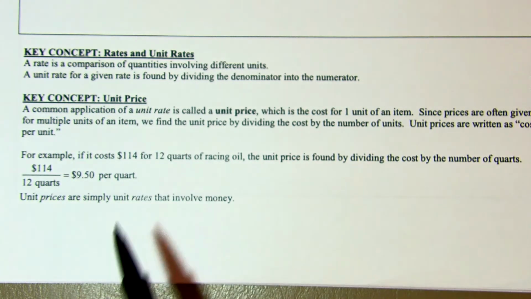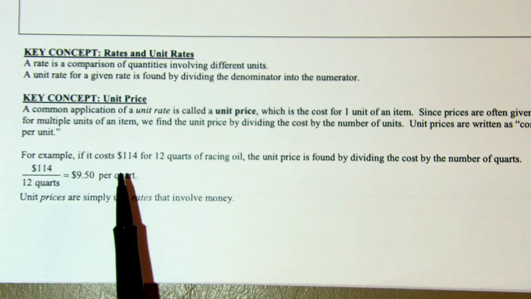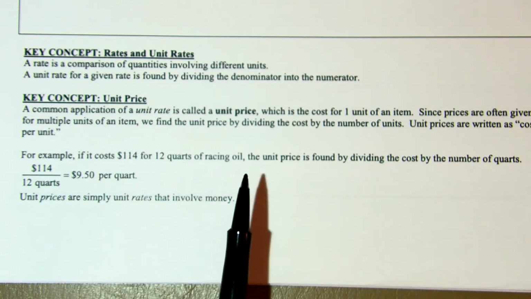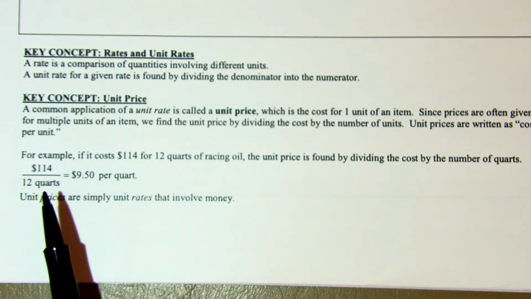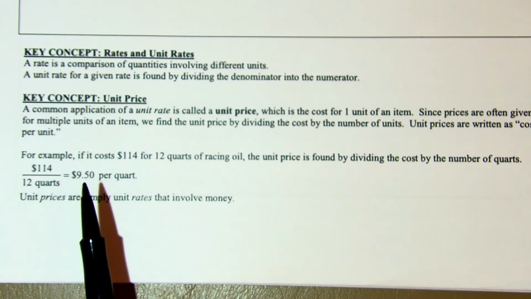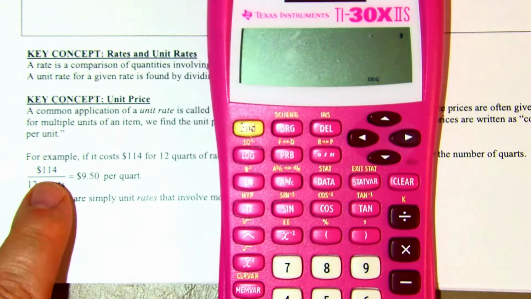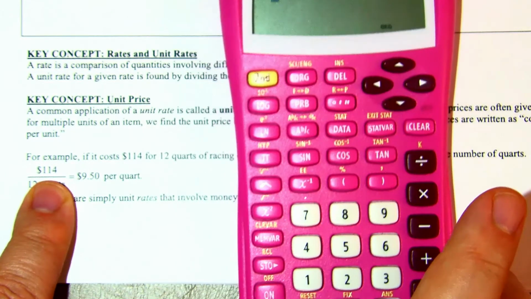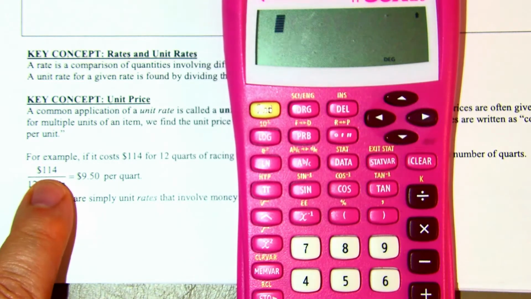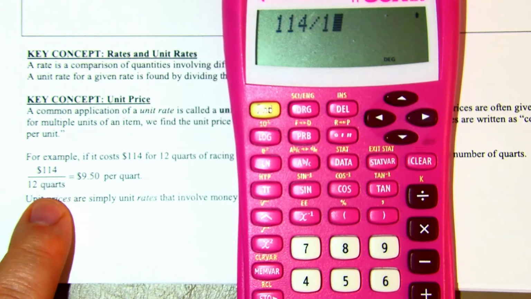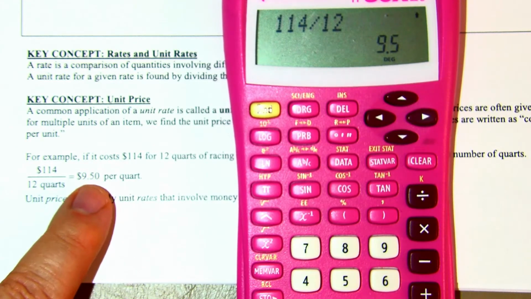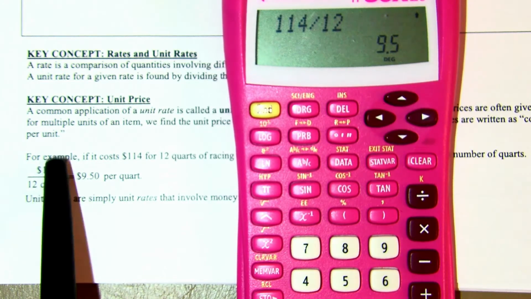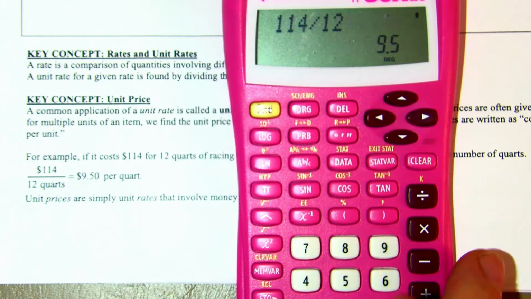And let's take a look at an example here. It says it's $114 for 12 quarts of racing oil. And so we want to find the unit price. So we set up the fraction just like we said before. We keep the units, so the dollars on top and the quarts on the bottom. And then this $9.50 came from doing the division. I'm simply going to use my division button. 114 divided by 12 gives me 9.5. And as money, we would put the extra zero. And the units are still there. It was dollars per quart, top per bottom. So dollars per quart. Okay?